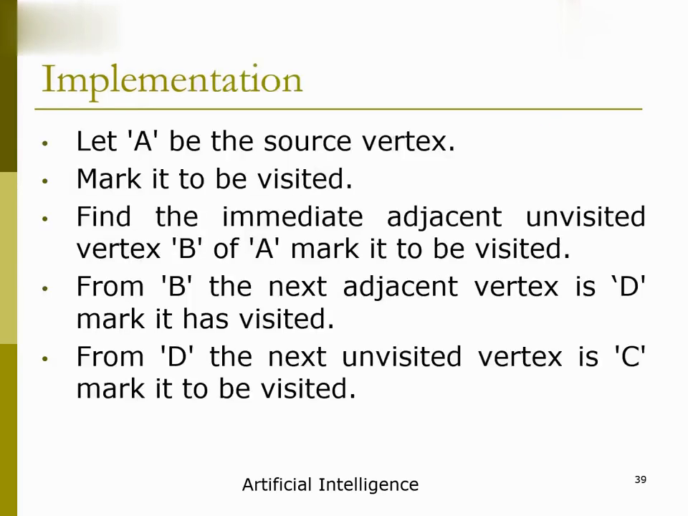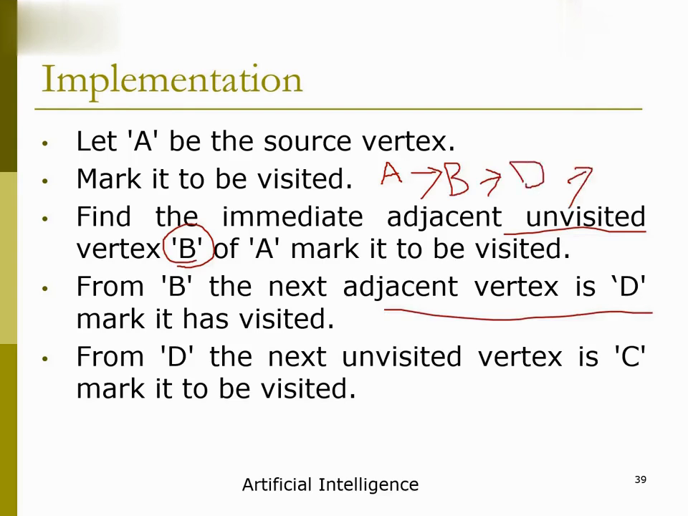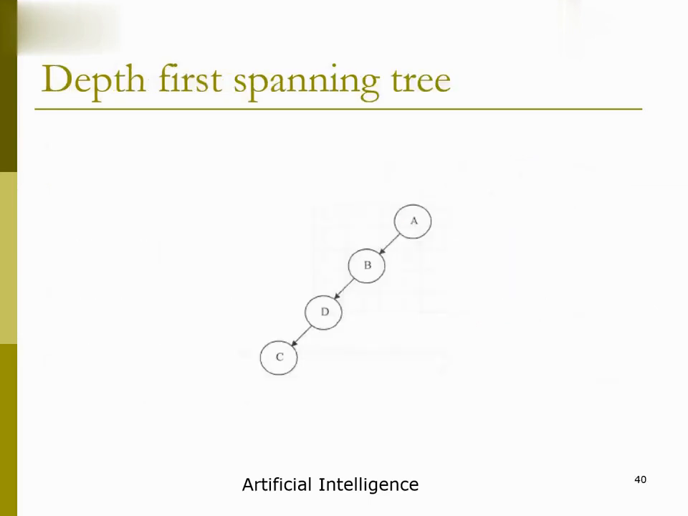So how is it implemented? We started with A and marked it as visited. The immediate adjacent unvisited node of A is going to be B. So now mark B as visited. Now from B, the next adjacent vertex is D, mark it as visited. Now from D, the next unvisited vertex is going to be C, mark it as visited. This is how the implementation is done. The resultant depth first spanning tree is this: A, B, D, C.